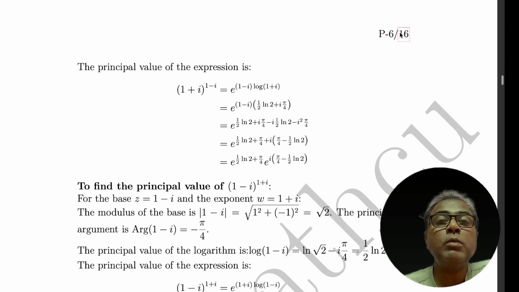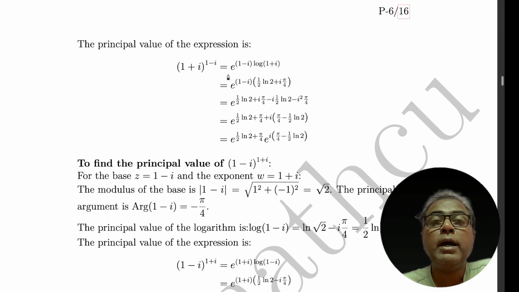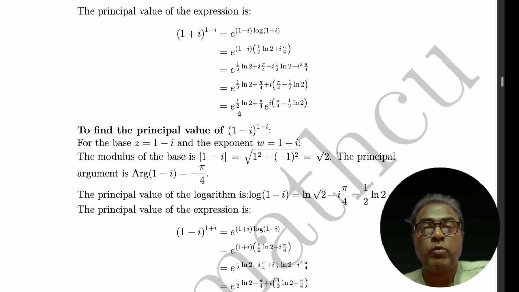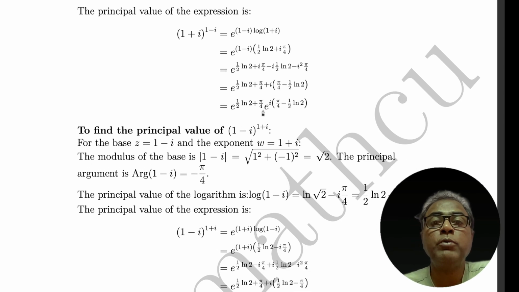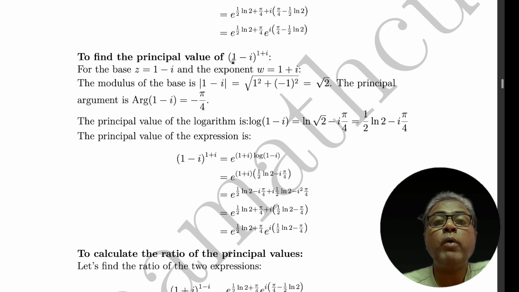The principal value of the expression (1 + i)^(1 − i) is equal to this, and substituting this value and simplifying, we get e^(1/2 ln 2 + pi/4) times e^(i(pi/4 − 1/2 ln 2)). Similarly, we can find the principal value of (1 − i)^(1 + i).